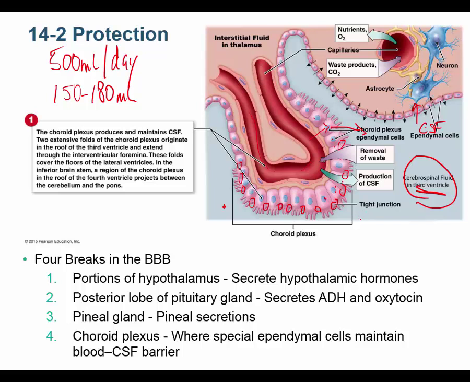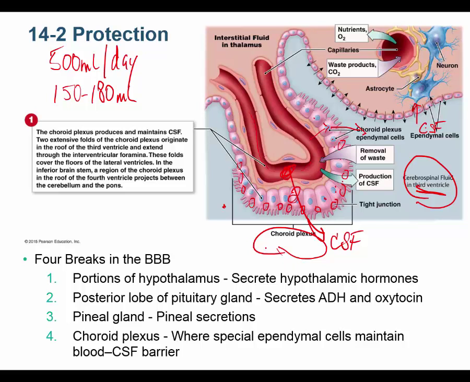Now, I will tell you that this is one of the areas where the blood-brain barrier is not as tight. There are 4 areas where the blood-brain barrier isn't as strong a barrier as the rest of the brain. And the place where we make cerebral spinal fluid is one of them. They're called choroid plexuses. A choroid plexus is the blood vessel and the ependymal cells acting in conjunction with each other to make CSF. That's what a choroid plexus is.